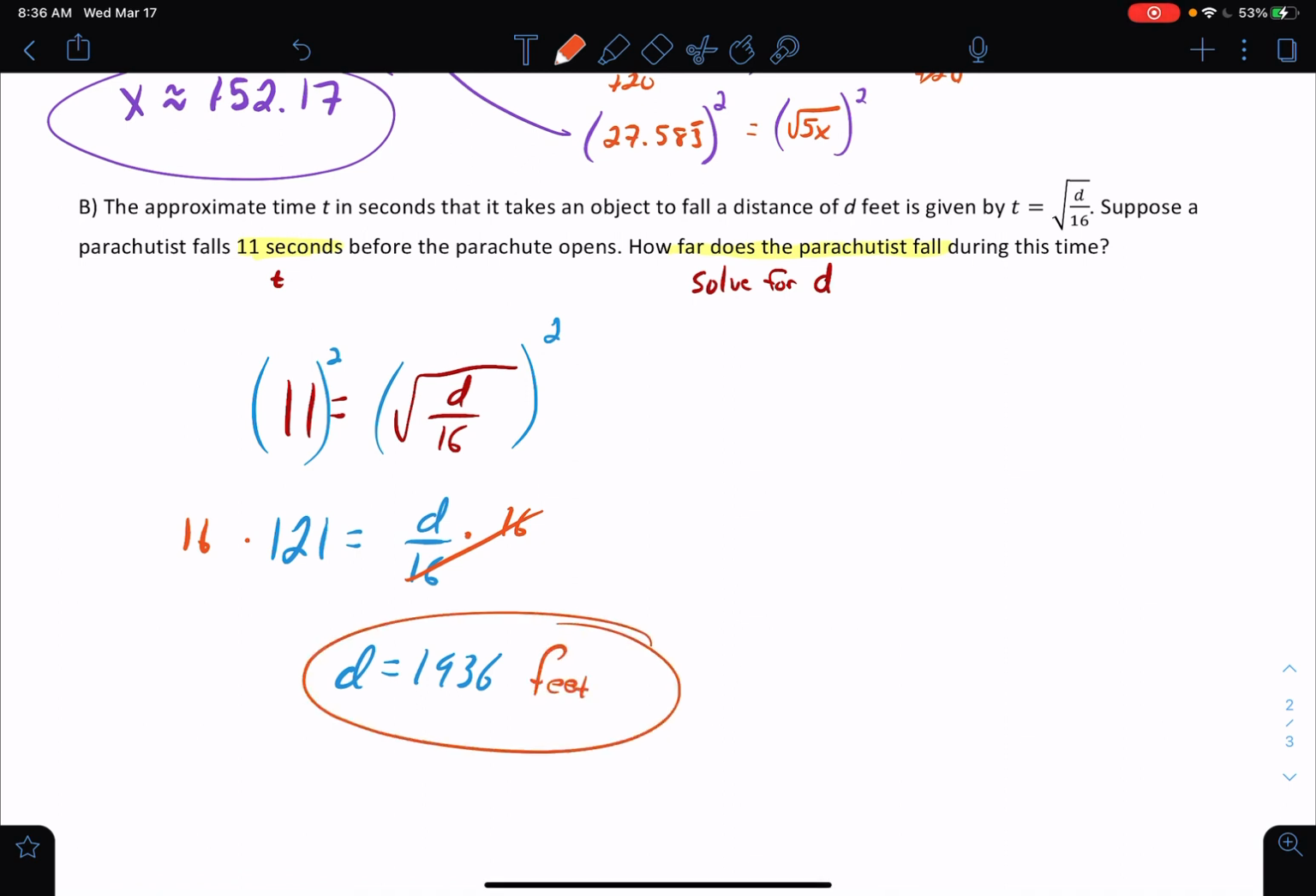All right, so think about that. If you jump out of a plane and you've got a parachute, you have fallen 11 seconds, and in that time, you've already fallen 1,936 feet. All right, so this is all talking about kind of gravity that we deal with. So that's kind of cool. But those are some application problems with solving radicals.